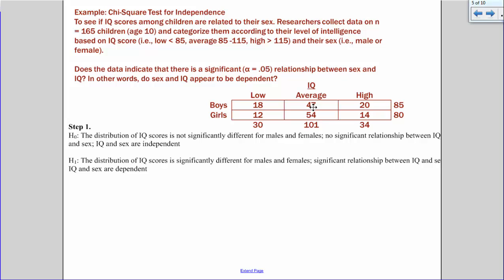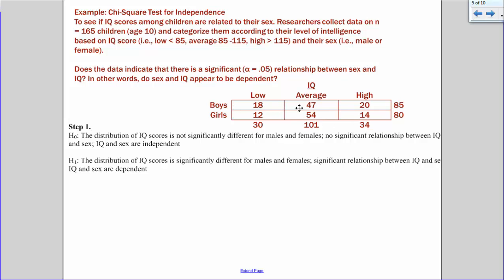Average was classified as between 85 and 115 on the IQ test. We had 47 boys with an average IQ and 54 girls with an average IQ, and a total of 101 children with an average IQ in our sample. High was classified as an IQ score greater than 115. 20 boys had a high IQ, 14 girls had a high IQ, 34 total children in our sample with a high IQ.